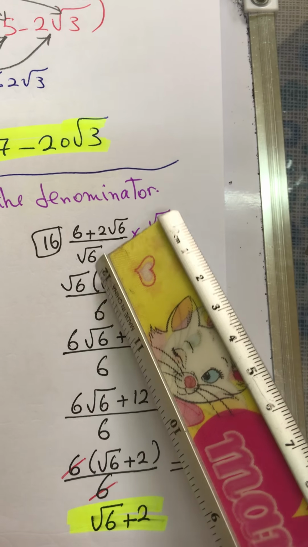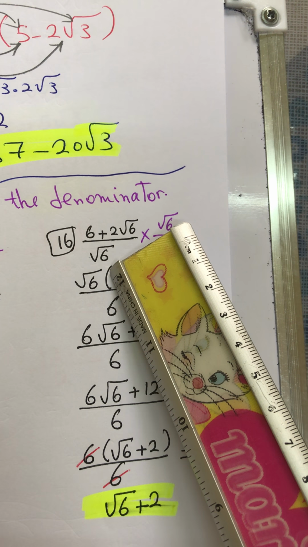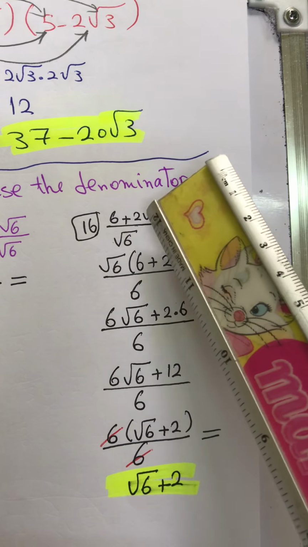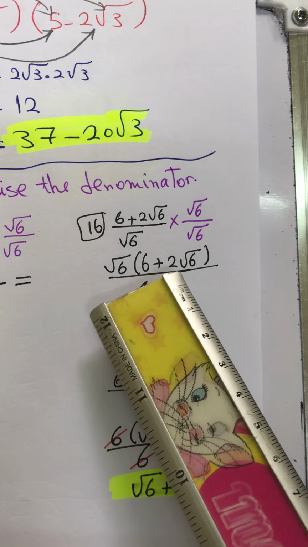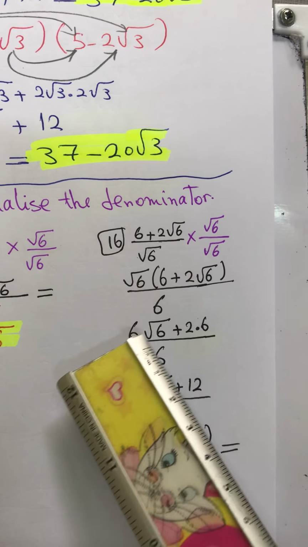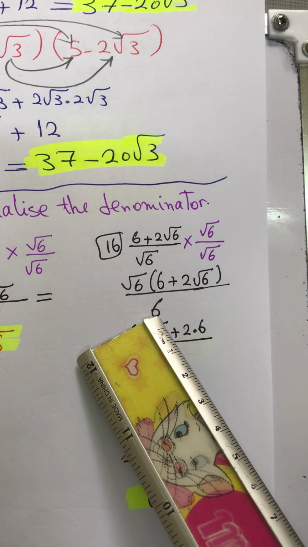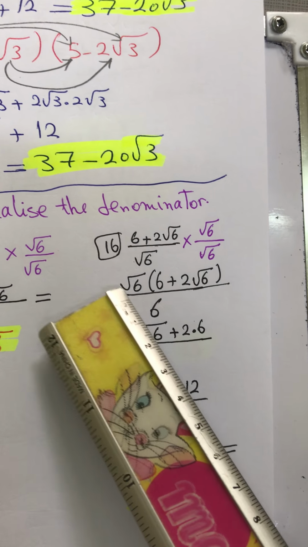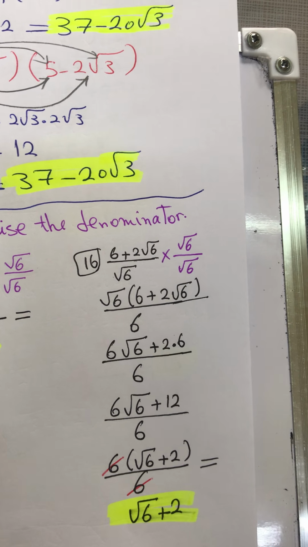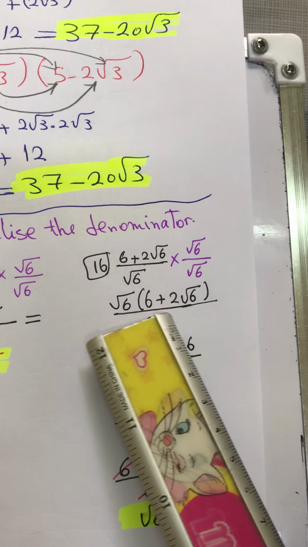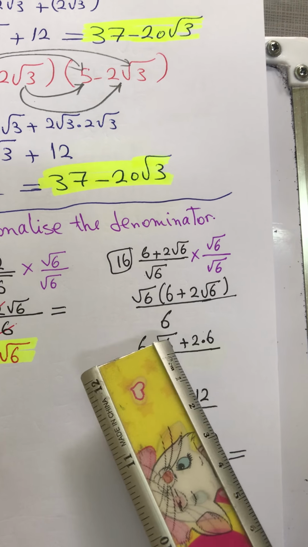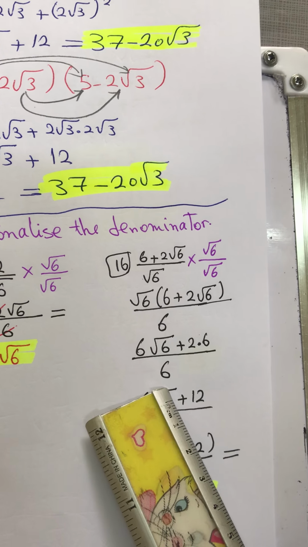Number 16, we have just the square root of 6. I'll multiply by square root of 6 up and down. So I'll take this square root of 6, open brackets, multiply it by 6 plus 2 square root of 6. And down, square root of 6 times itself equals 6. Okay? Now I'll make distribution. Square root of 6 times 6. Square root of 6 times 2 square root of 6. So 2, keep it 2, square root of 6 times square root of 6 equals 6. So you have 6 square root of 6 plus 12 over 6.